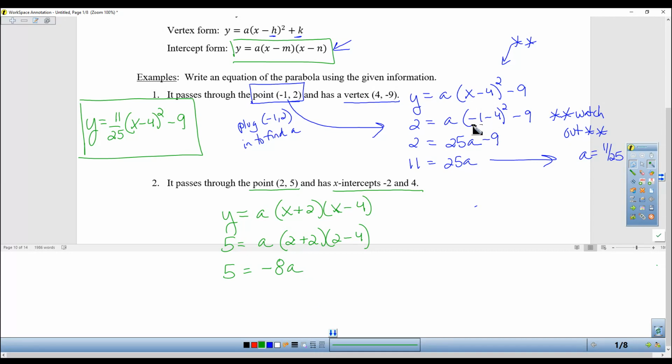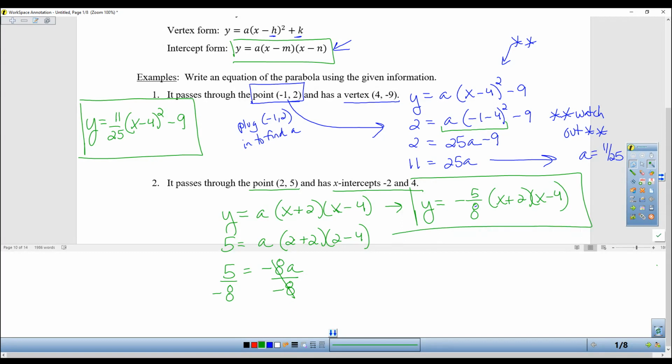Do you see the difference? On this one, just this piece was part of the a and then minus 9. That is the biggest mistake. Divide by -8. Now I know what a is. Now I can rewrite this with the a in it. This is an acceptable format for the answer. There is no need to multiply it out.